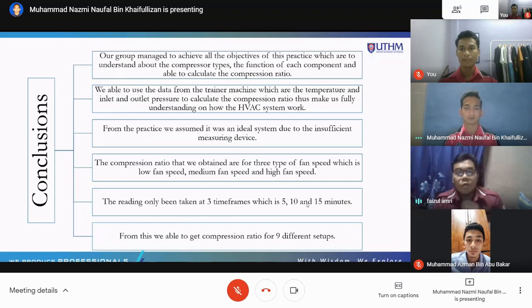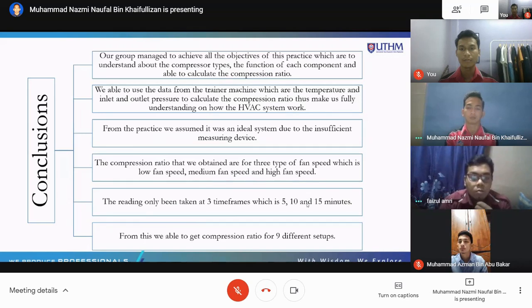Conclusion. First, our group managed to achieve all the objectives of the practice, which are to understand the compressor types, the function of each component, and to be able to calculate the compression ratio. Second, we are able to use the data from the trainer machine, which are the temperature and inlet and outlet pressure, to calculate the compression ratio, thus making us fully understand how the HVAC system works.